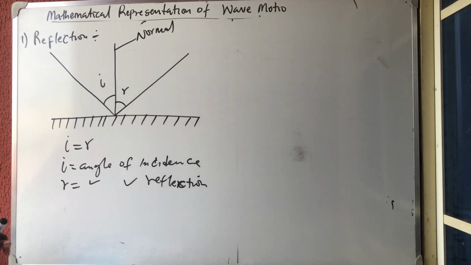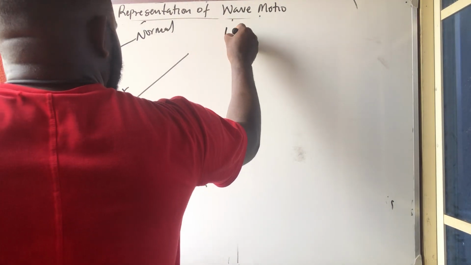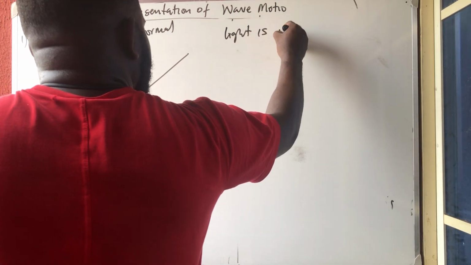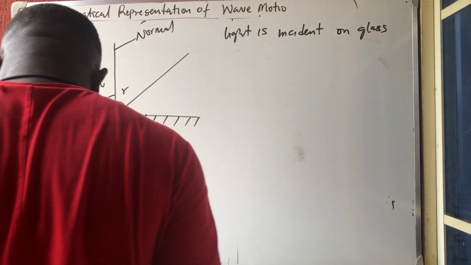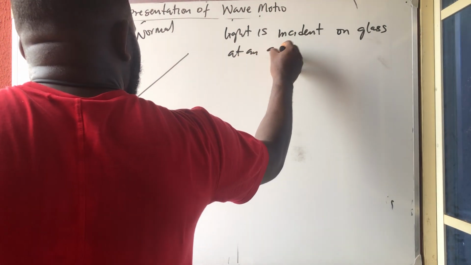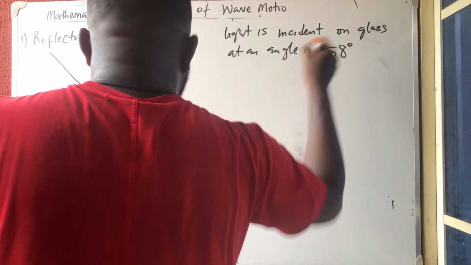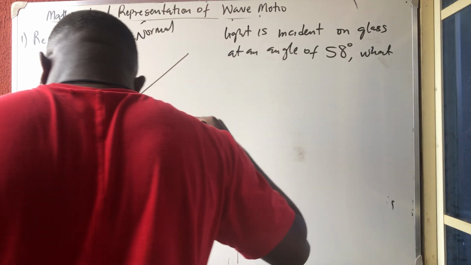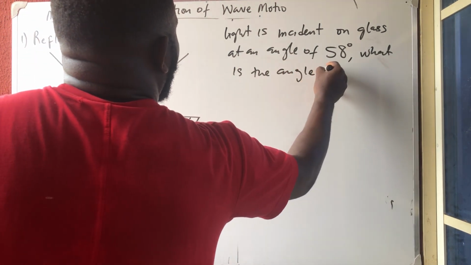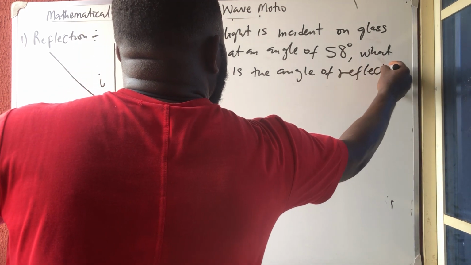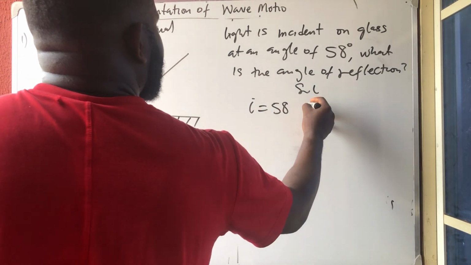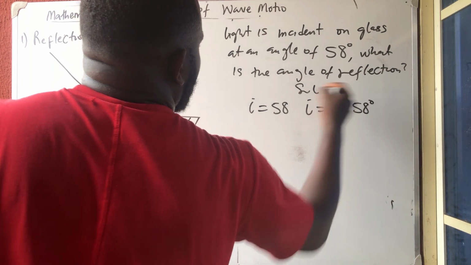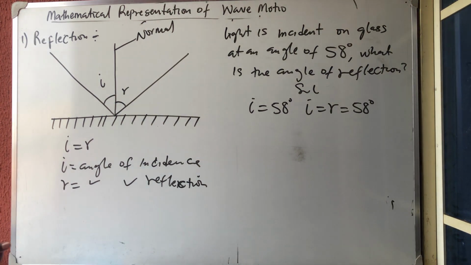So the next thing you need to note, like I said, is that the angle of incidence is equal to the angle of reflection. So let's take a question. They say that light is incident on glass at an angle of 58 degrees. What is the angle of reflection? Now solution. We know that the incident angle is 58, and we say that I is equal to R, so it's equal to 58. As simple as that. So the angle of reflection is simply 58 degrees.